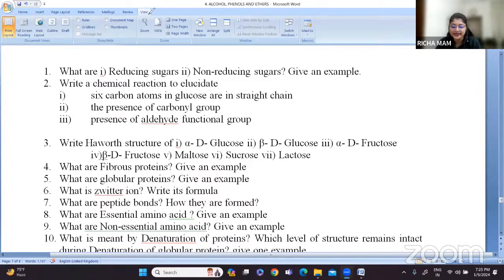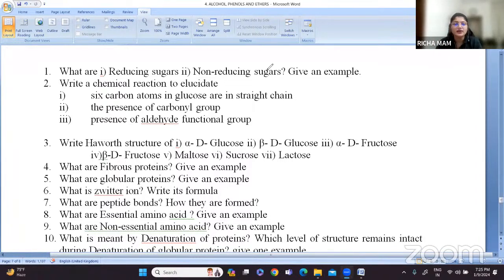Okay, so what is the example? The best example is insulin or hemoglobin. Please remember this. The best example is insulin and hemoglobin. Do not forget the examples. Examples are very important.